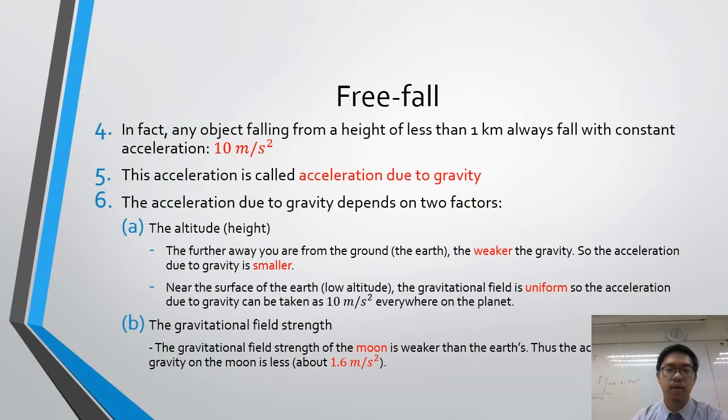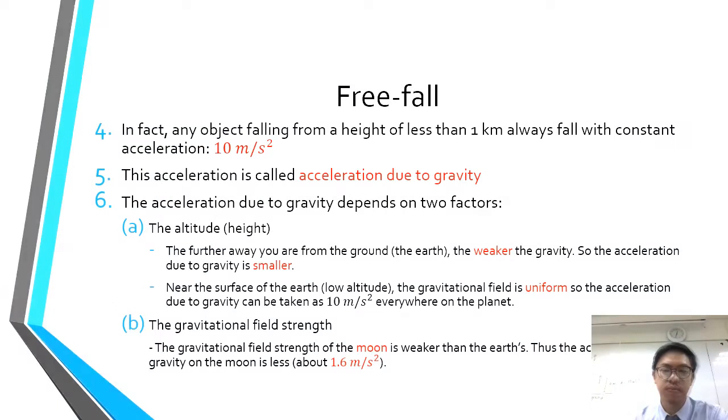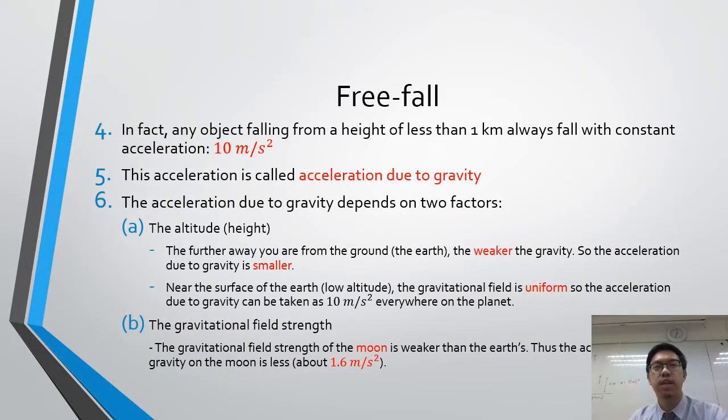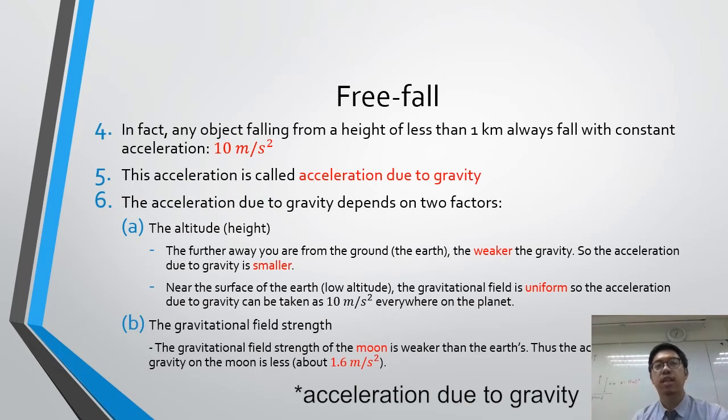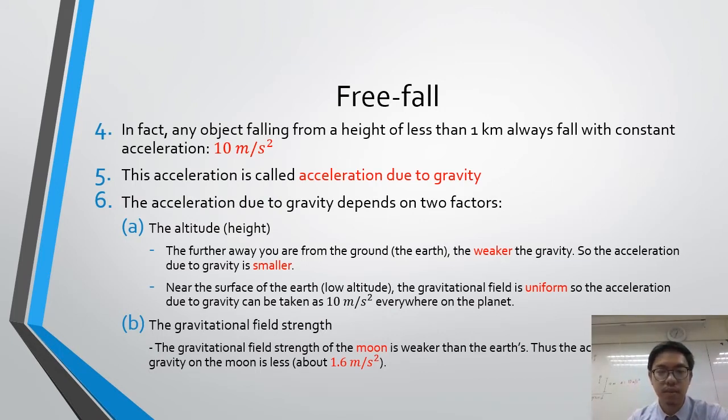And it also depends on the gravitational field strength. So the gravitational field strength is basically a quantity that tells you how strong the gravity is for that planet. So let me just read this out for you. The gravitational field strength of the moon is weaker than the Earth. Then that means if you drop objects on the moon, the object will fall with a smaller acceleration than on Earth. In fact, you can see here on the moon, the acceleration due to gravity is 1.6 meters per second squared, while on Earth it is 10 meters per second squared.